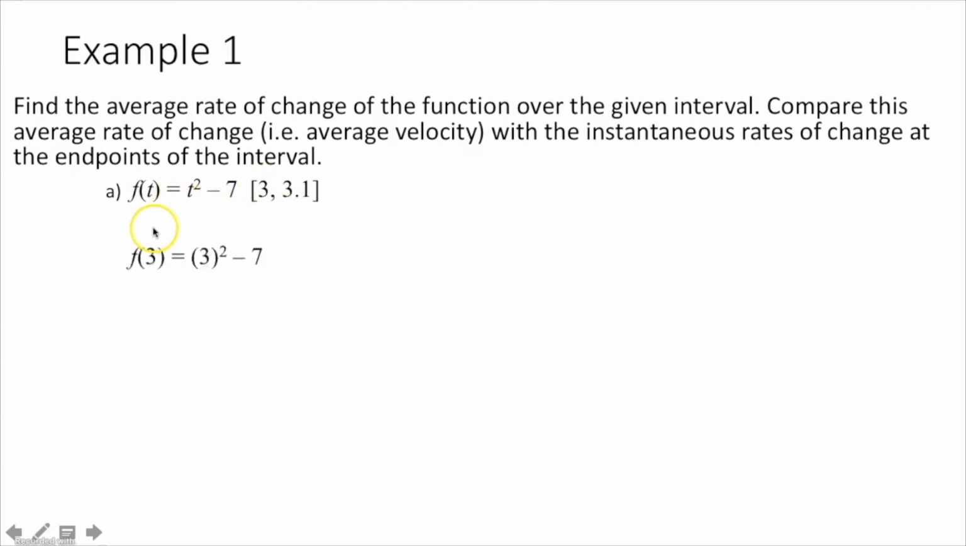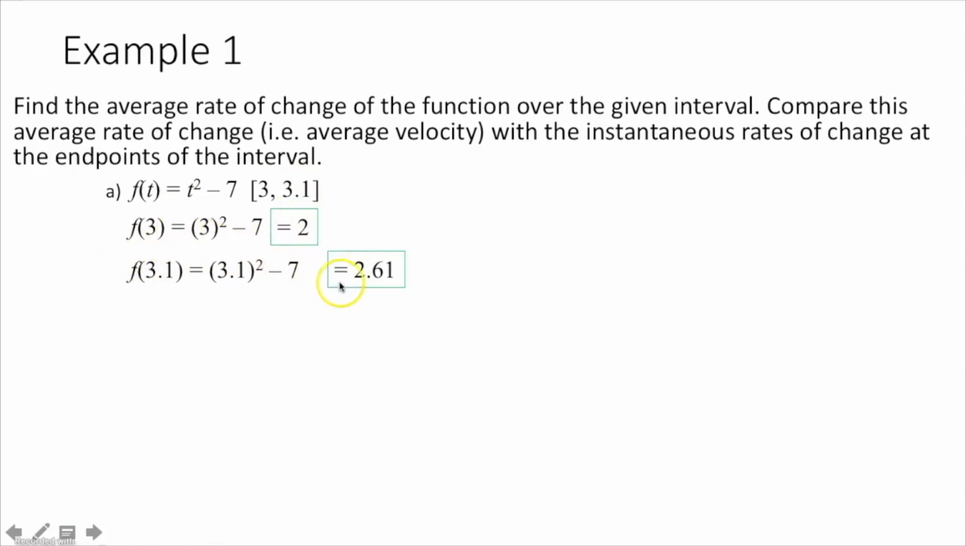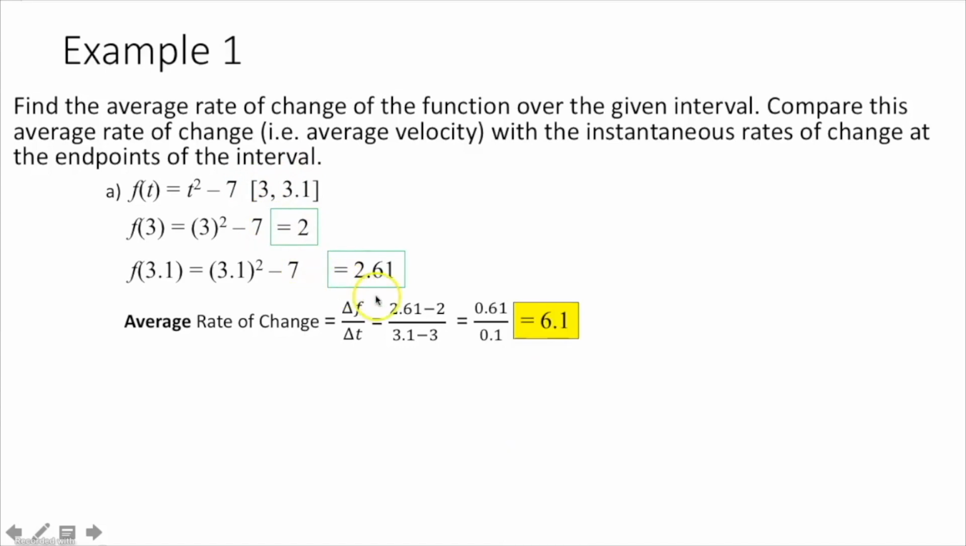So let's plug in 3 first, and we end up getting a position of 2. If we were to plug in 3.1 to our function f, then we end up getting a position of 2.61. Now, in order to find the average rate of change, we're going to take delta f over delta t, which is equal to the change in the y's over the change in the x's. So 2.61 minus 2 over 3.1 minus 3, and that ends up getting you 6.1. So that is your average rate of change over this given interval. That is the same as the average velocity over this given interval.